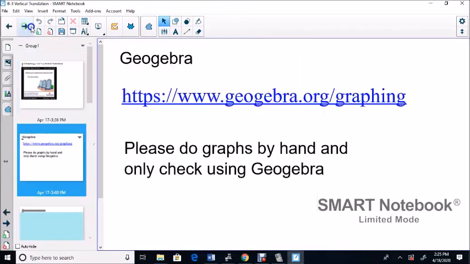Okay, again, we're going to use this GeoGebra later on. Please do the graphs by hand and don't just cut and paste the graph from GeoGebra. I want to see that you can do it by hand, and then you can check all your work using GeoGebra by just typing it in. I want to make sure you understand the concepts by doing it by hand.